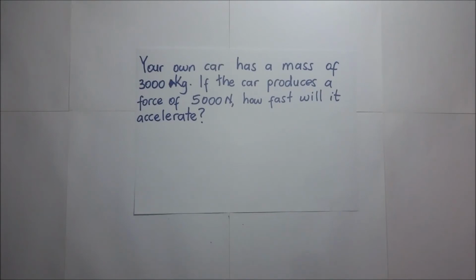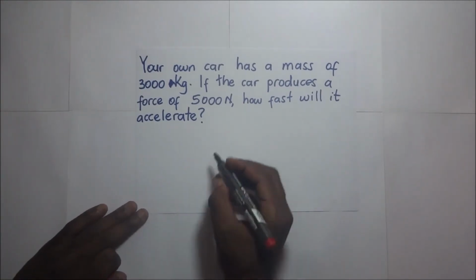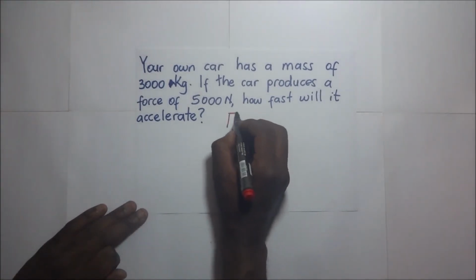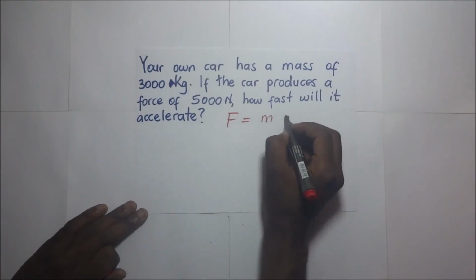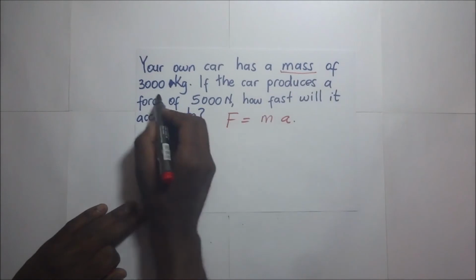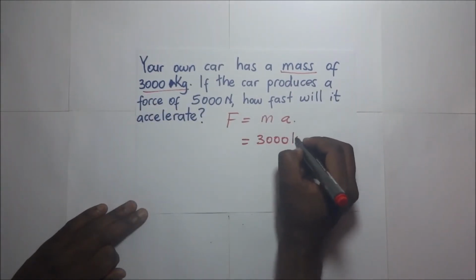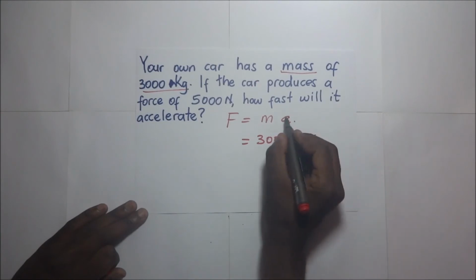And in our final question, we are being asked: your own car has a mass of 3,000 kilograms. If the car produces a force of 5,000 newtons, how fast will it accelerate? We are still being asked to find the acceleration. Again, it's the same as before. Force is equal to mass times acceleration. The mass of the car is 3,000 kilograms, multiplied by the acceleration.